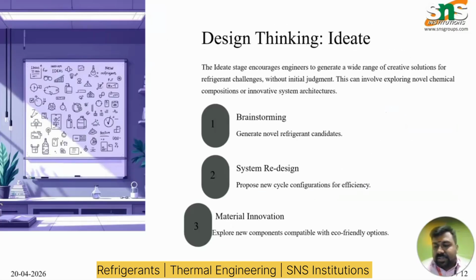Now, another stage of design thinking is ideate. This ideate stage encourages engineers to generate a wide range of creative solutions for refrigerant challenges without initial judgment. This can involve exploring novel chemical compositions or innovative system architecture, such as brainstorming, system redesign and material innovation. Through material innovation, they explore new components compatible with eco-friendly options.